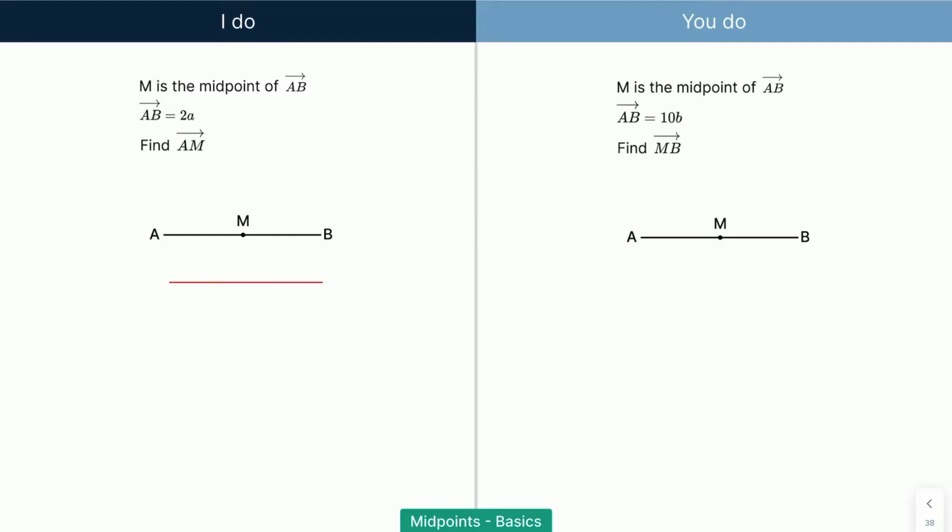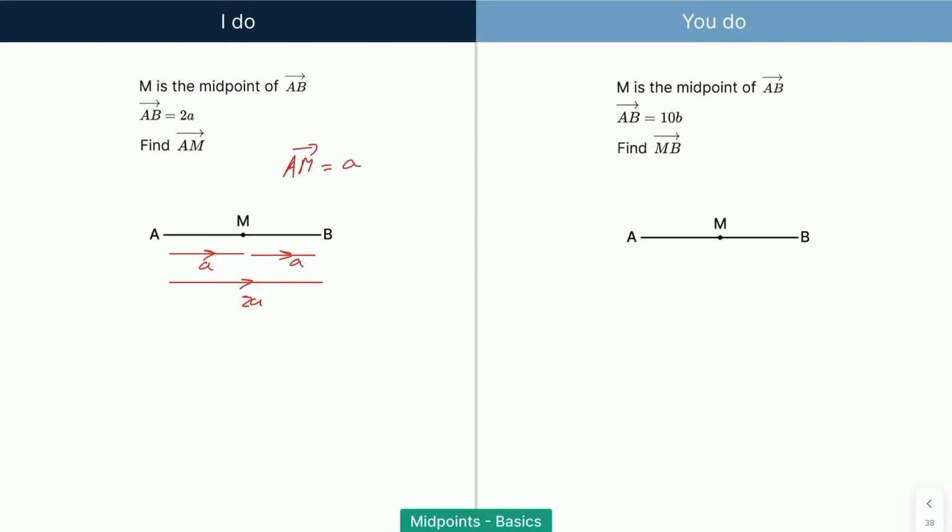So what it's saying is, well, this full length is 2A. M is at the midpoint. What is half of this length going to be? Well, if the full length is 2A, half of it must be A, because two halves will join together to make the full. So you can see that the full length is 2A, half of it's A, this half's A, this half's A, and when you add these two halves together, you end up with 2A.